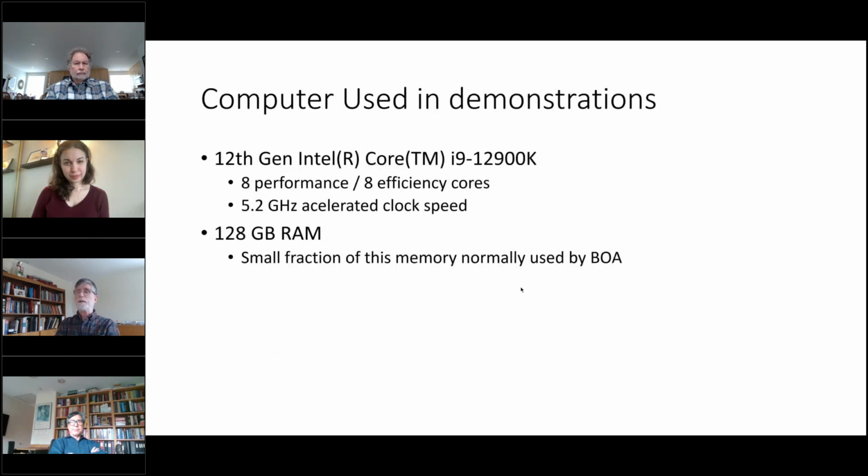To let you know, since I will be showing timings, I'm using a 12th generation i9 12900K processor. That's not quite state of the art anymore, but close. My machine has 128 gigabytes RAM, but BOA rarely uses any large fraction of that amount, and 64 gigabytes or even 32 is often more than adequate.